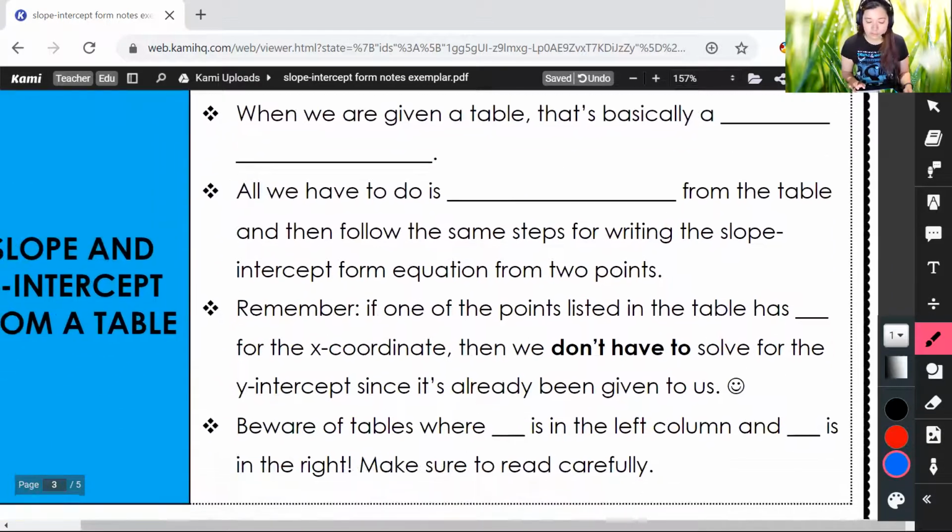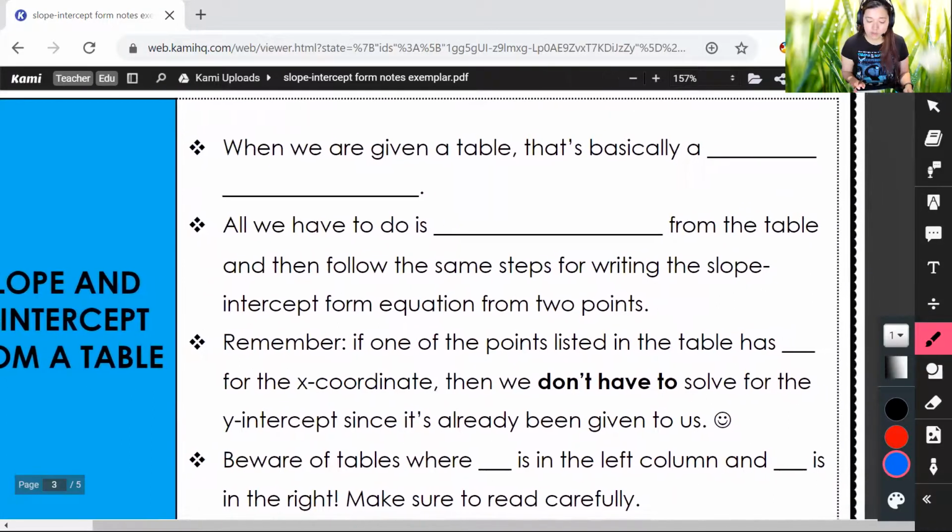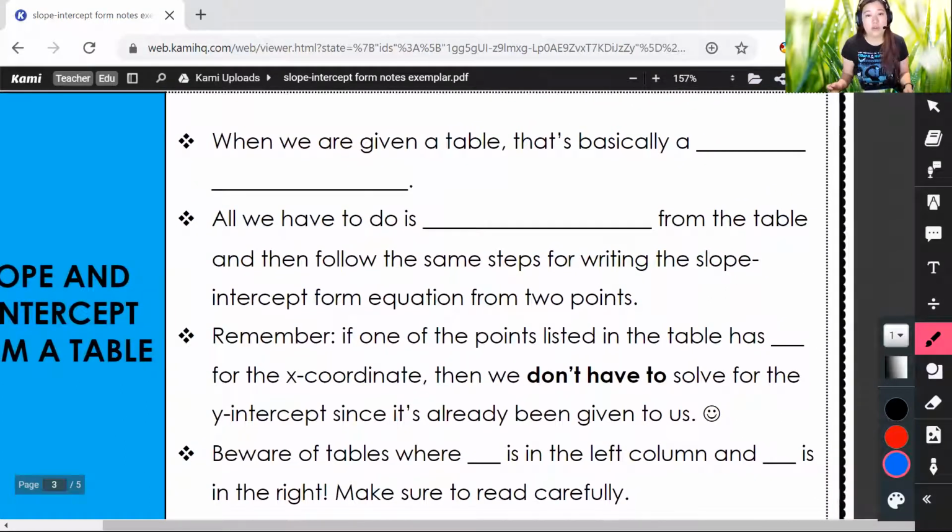Moving on. Finding slope and y-intercept from a table. Now this really is not going to be very different from what we've already been doing. Okay. When we're given a table, that's basically a list of points.